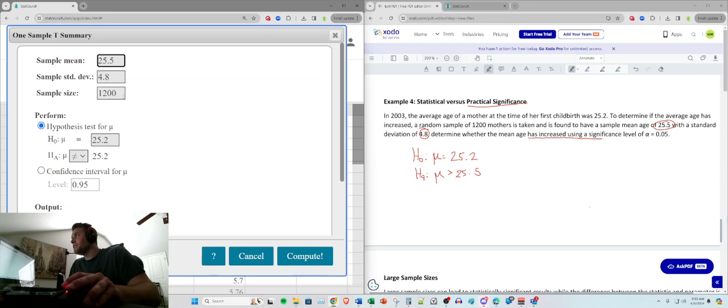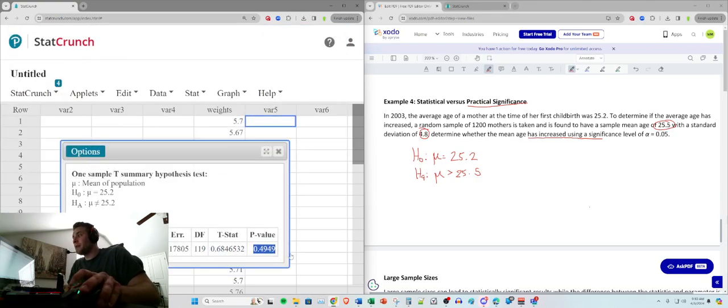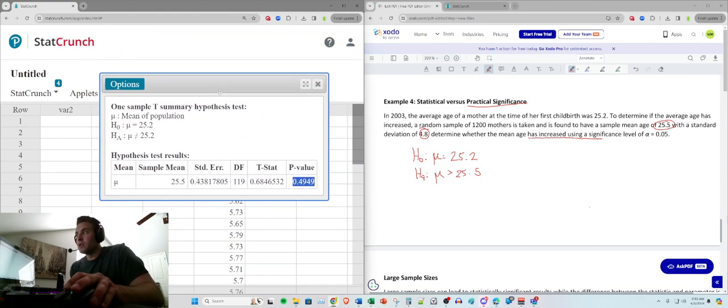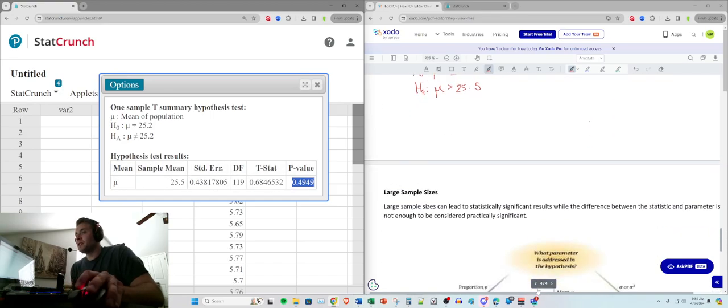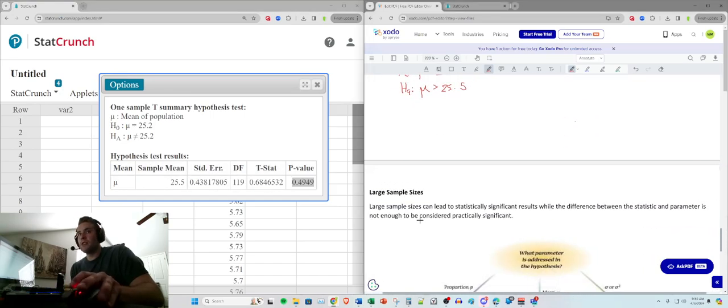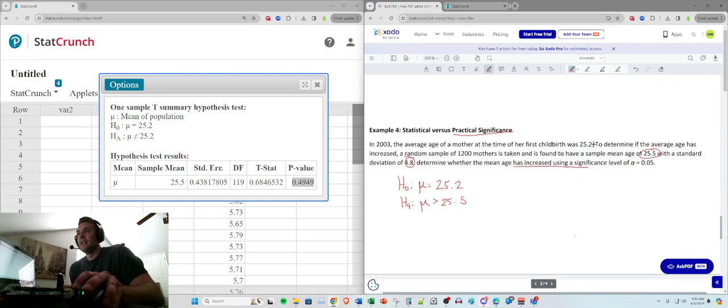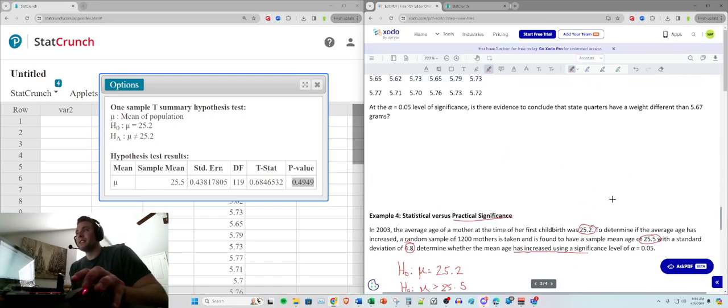Now I want you to try this. Let's actually edit this. Imagine they got the same results with a sample of, let's just do 120 people, and then we hit compute. You'll notice that the p-value goes way up. It is way larger than with the 1,200. And that's what this last note is on the back here. It says large samples can lead to statistically significant results, while the difference between the statistic and the parameter is not enough to be considered practically significant. Like, these two numbers are pretty close still.